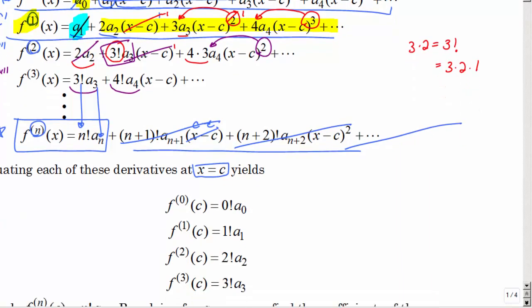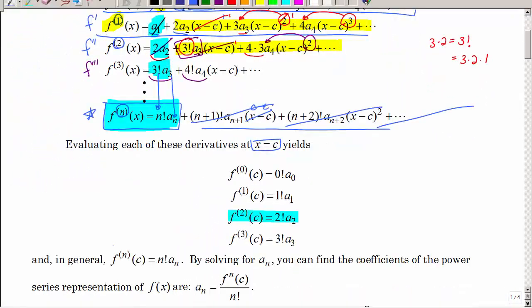The second derivative, all those go away, and you're just left with that. And hopefully you can see the pattern. The third derivative, you're just left with that. And so the nth derivative, you would just be left with that term. Where are we headed with this? Hold on. So if we take this equation, if you will, and solve for a sub n, we get that.